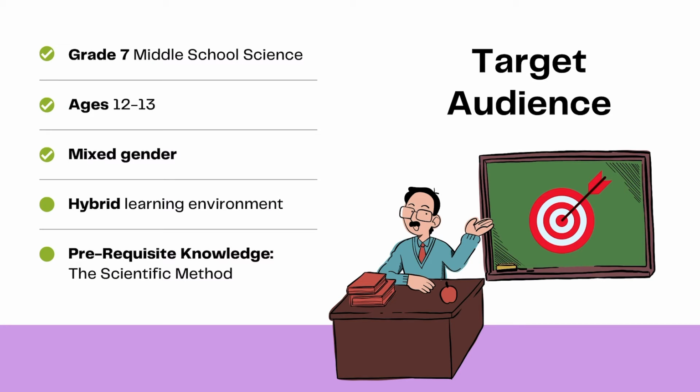Having completed elementary and grade 6 science curricula, students have been exposed to scientific inquiry and are expected to have previous knowledge of the scientific method. A mix of different learning styles is expected, with the majority being tactile and visual learners.